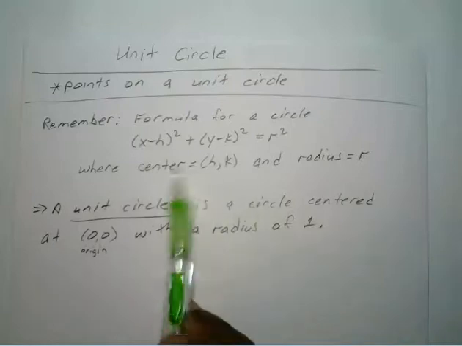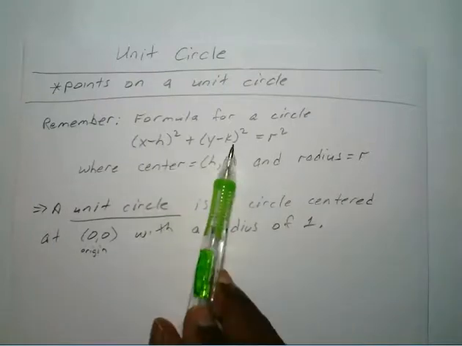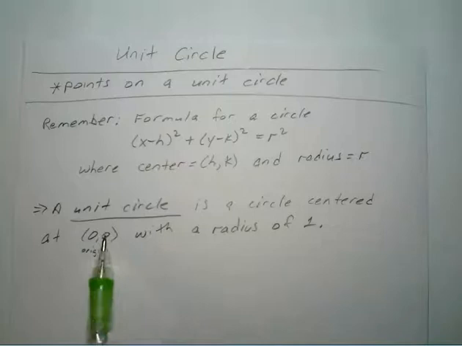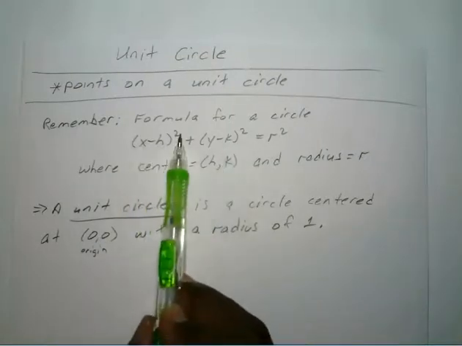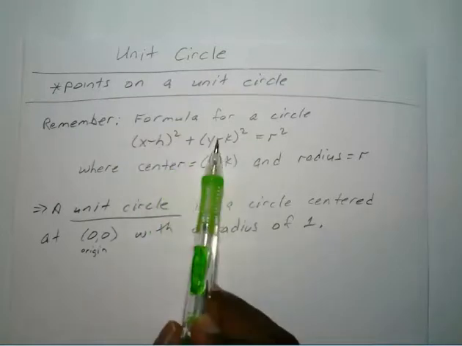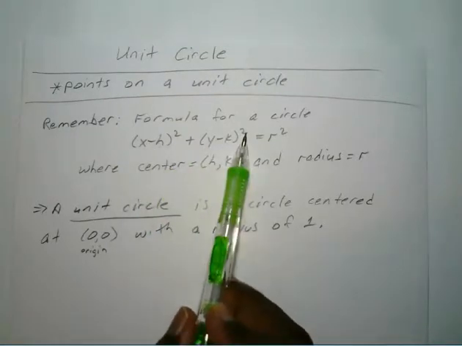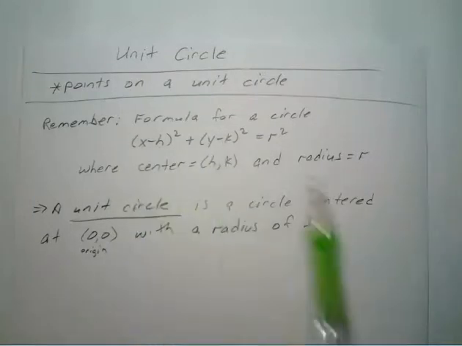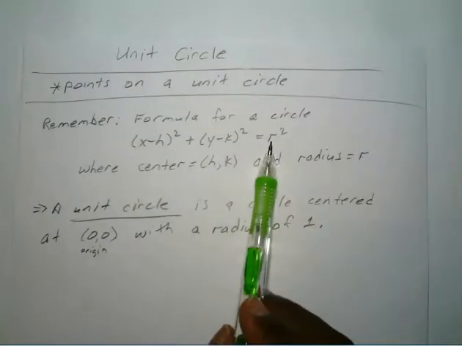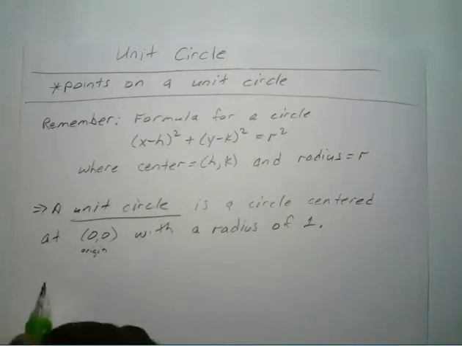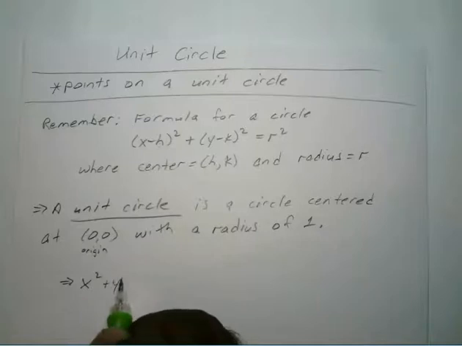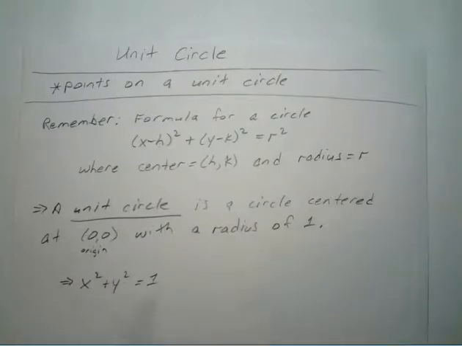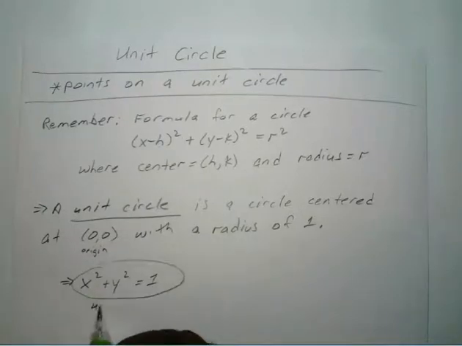Okay, so remember, your center is the h and the k, where in this case the center is 0 and 0. So we replace our h and our k with 0. So you get x minus 0 squared, which is just x squared, plus y minus 0 squared, which is y squared. So you have x squared plus y squared equal a radius of 1, so r is equal to 1. So you end up with x squared plus y squared equals 1. And this is your formula for a unit circle.